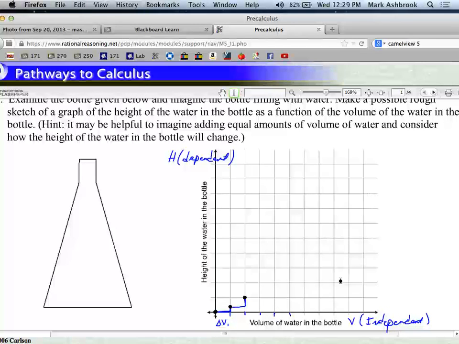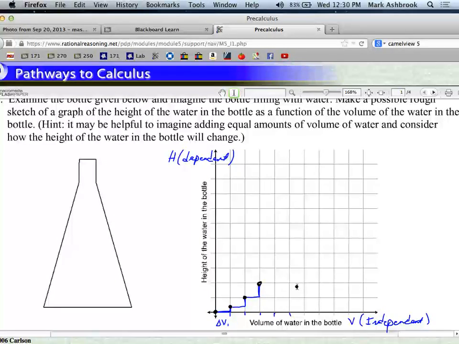Next one. We've got our delta V3, 10 milliliters, the same amount. When we add that little amount of volume, does the height increase, decrease, or stay the same? It's going to increase. How does this third increase compare to the second change in height? Is it more, less, or the same as the previous? More, because it continues to get narrower. So this is going to be a greater change than before. That gives us another point.